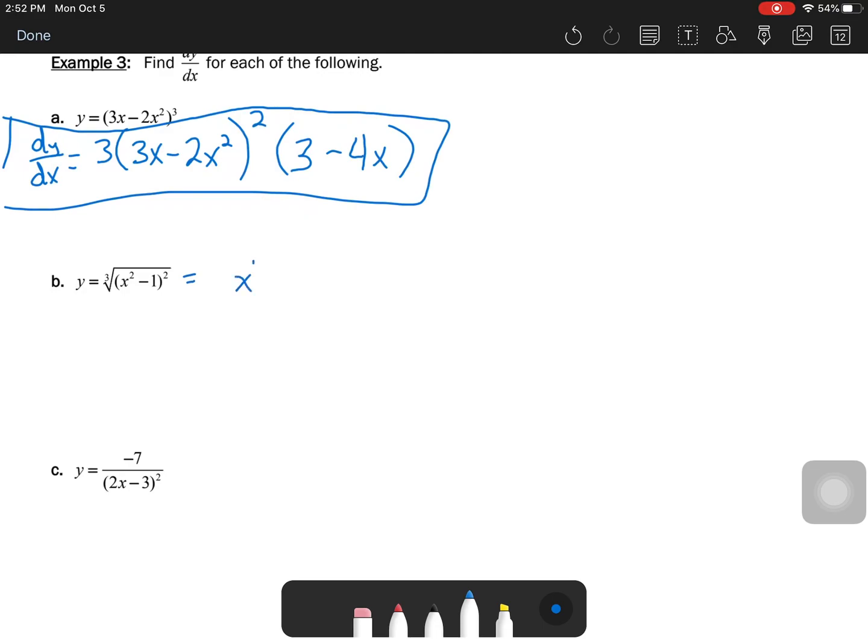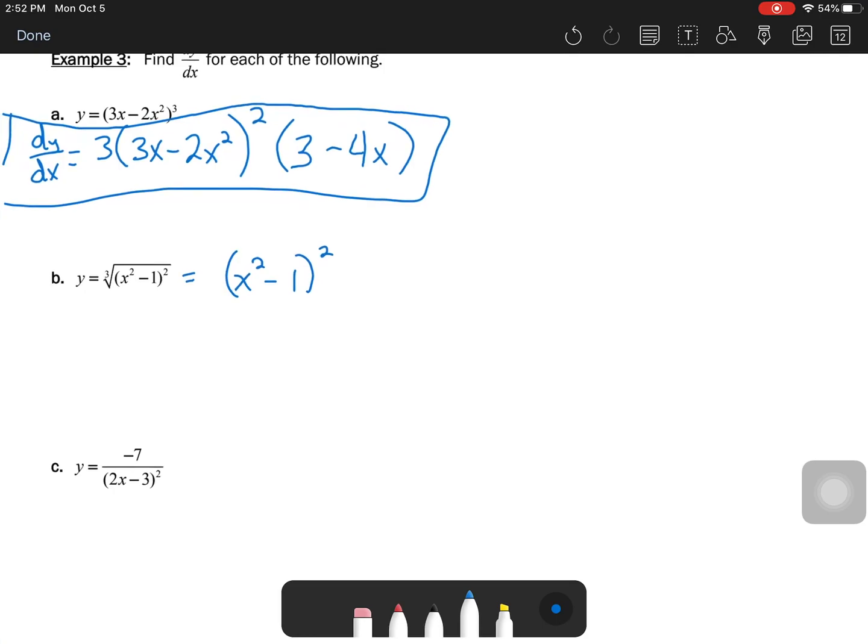It's easiest to write it as fraction exponents or rational exponents. So I would rewrite this as x squared minus 1 squared, that's my inner piece, and then it's the cube root of that. Now a cube root really means a 1/3 power. And by writing it like this, I actually can simplify it before I start, because now what I would do is multiply a power to a power. The rule for that is to multiply those. So I have x squared minus 1, and then that's going to be to the 2/3 power.